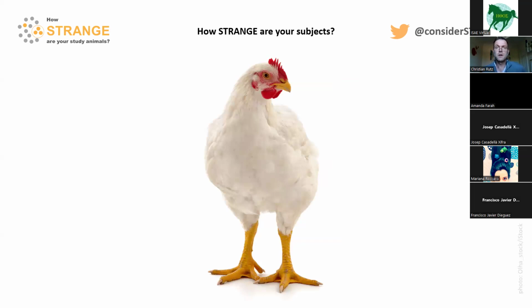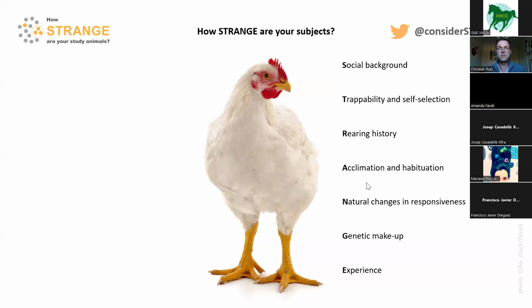I want to conclude by talking through the seven factors of STRANGE with a specific example. Although I study birds myself, we study tool-using crows, I don't study chickens, but I thought they would be a good example to go through STRANGE with you together. So just as a reminder, these are the seven factors, and we will go one by one, and I will give some indicative questions you may want to ask if you were to work on welfare in chickens.